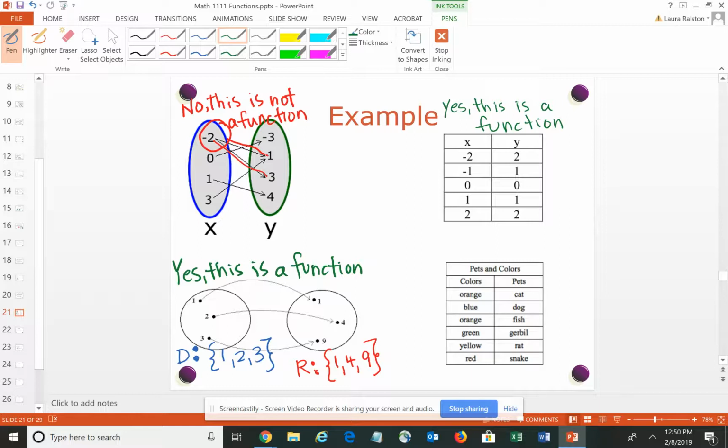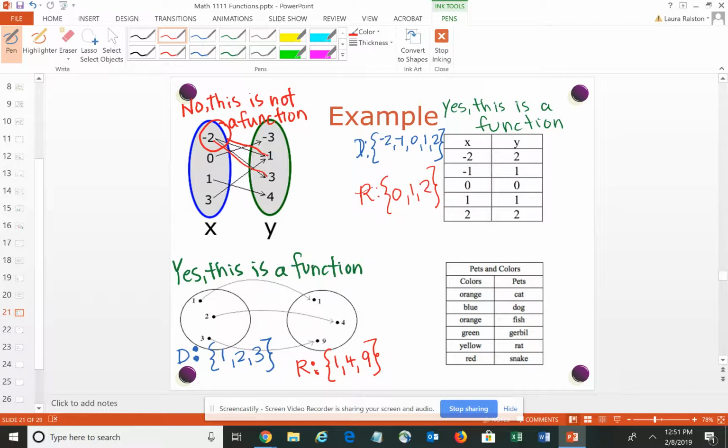And again, if we start thinking about stating our domain and range, remember the domain is your x, so that's going to be the column on the left. And so I would have -2, -1, 0, 1, and 2. My range is the y values. And notice when I write this list, even if the value repeats, I don't repeat it. So I'd have 0, 1, and 2. Once it's in the list, it's in the list. There's no need to repeat it.